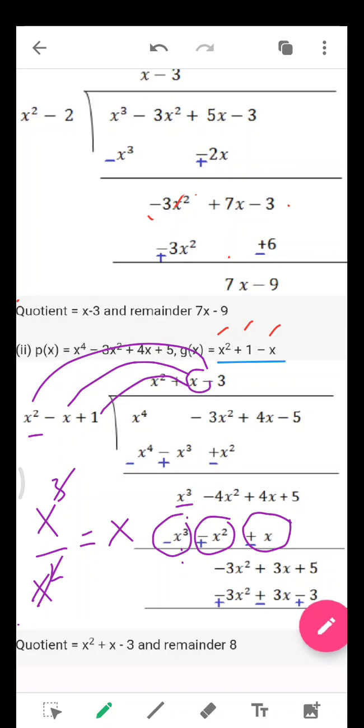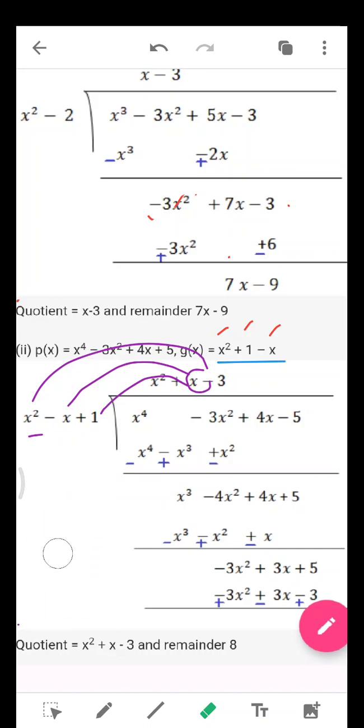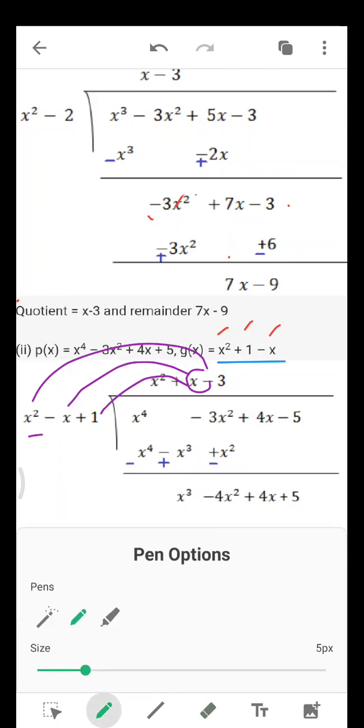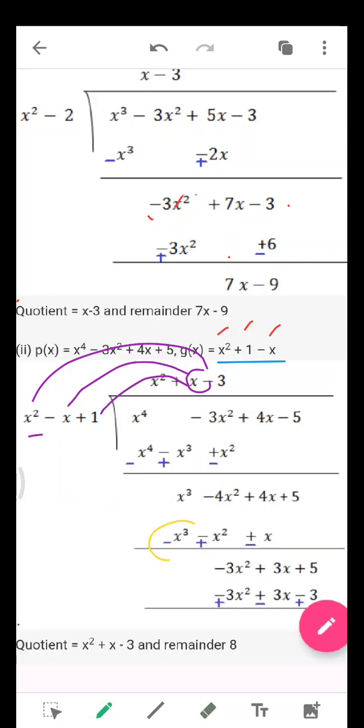Now the next step is changing the signs. So let me again change the sign of this step. Plus x cube became minus here, plus became minus, minus became plus, and plus became minus. So you have to consider the blue colored sign. It's very colorful, so it's looking interesting. We'll use the blue colored signs, ignoring the black ones.